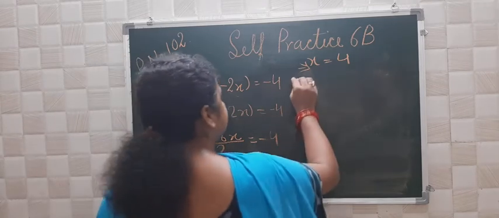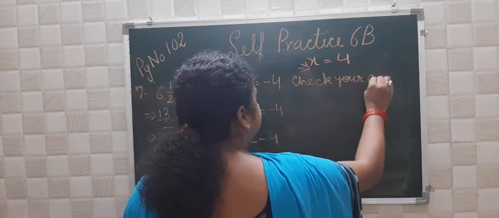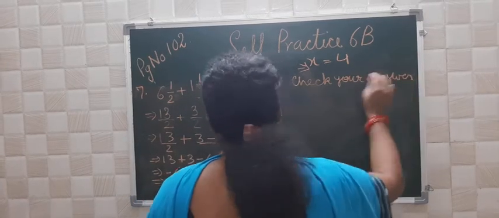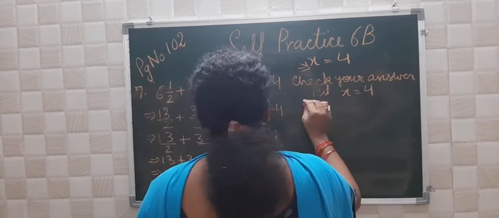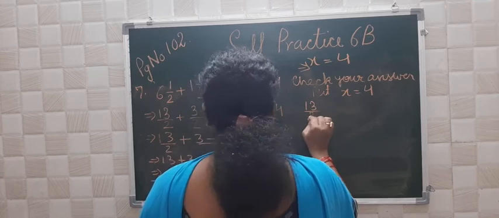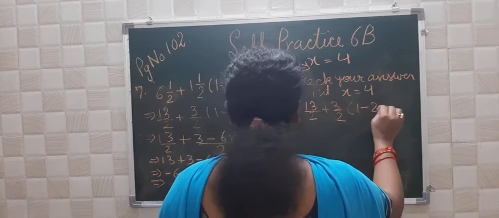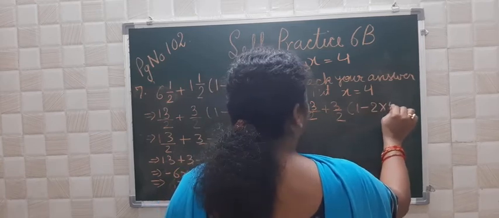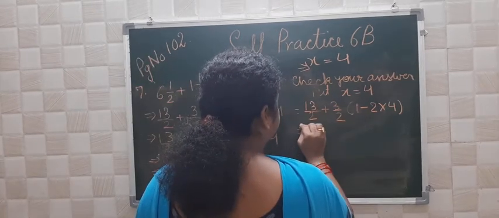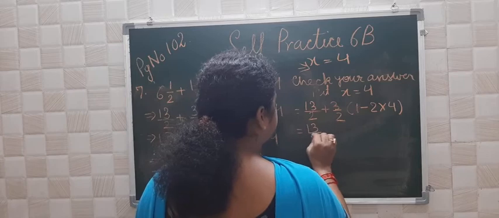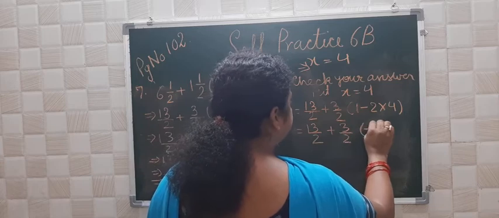Now check your answer. Put x is equal to 4. So 13 by 2 plus 3 by 2, 1 minus 2 into 4. 2 into 4 means 8. Now 13 by 2 plus 3 by 2 and 1 minus 8 is minus 7.